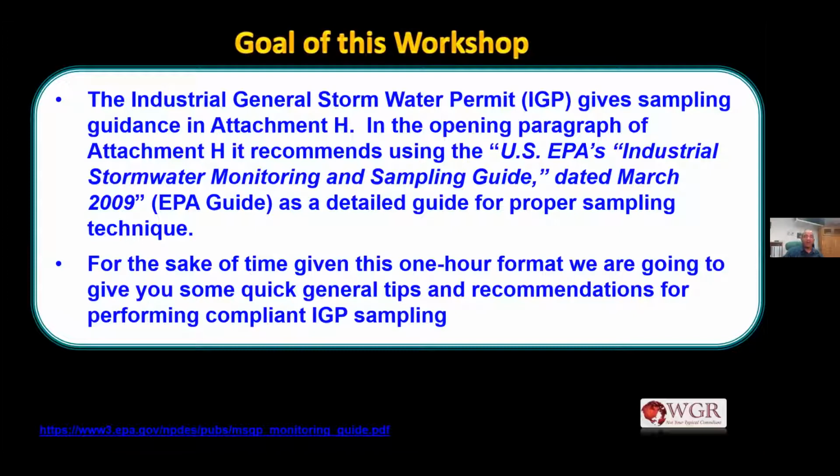Okay, so let's start. The Industrial General Stormwater Permit gives sampling guidance in Attachment H. In the opening paragraph of that Attachment H, it recommends using the USA EPA's Stormwater Monitoring and Sampling Guide, dated March 2009, as a detailed guide for proper sampling technique. For the sake of time, given this 1-hour format, we're going to give you some quick general tips and recommendations for performing a compliant IGP sampling.